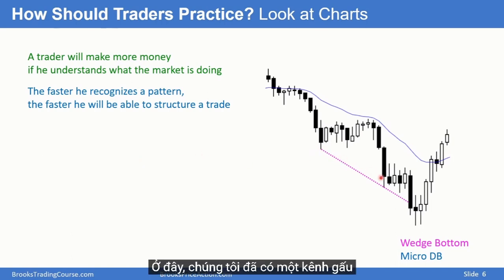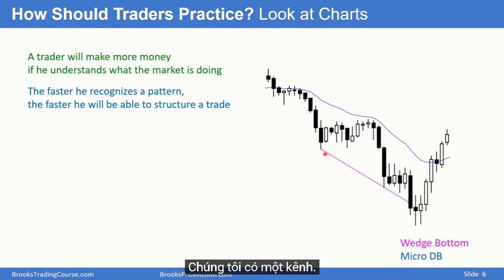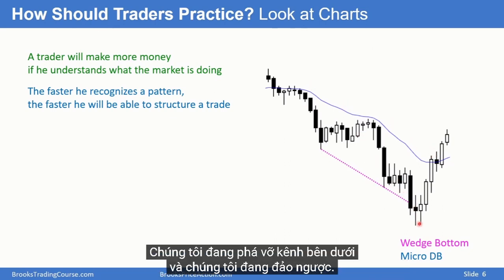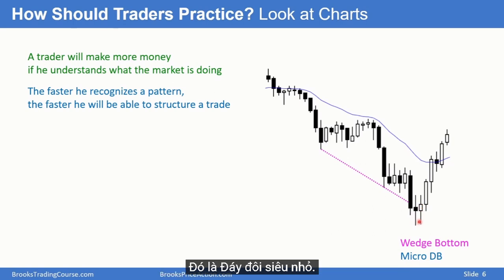Here we've got a bear channel. I don't have a line drawn across the top, but we're trending down. We have a channel. We're breaking below the channel and we are reversing up. We have 3 legs in a channel, 1, 2, and 3. It's a wedge. Also, on this bar, we went down, we went up. On this bar, we went down and we went up. And that's a micro double bottom.